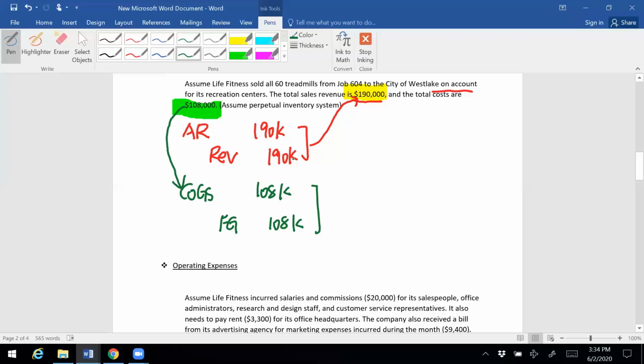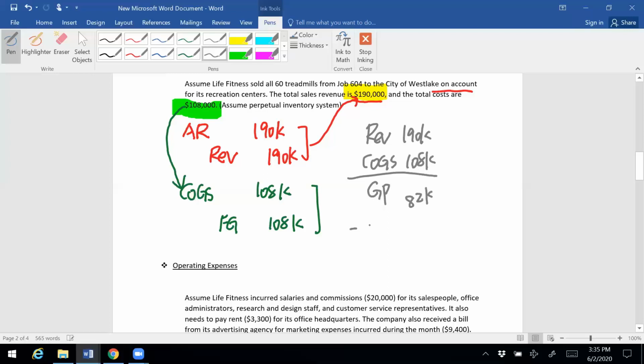Why is this 190? Why is this 108? You tell me why. Because you definitely sell for more money than the cost, right? So you have your revenue, 190,000. You have your cost of goods sold, 108,000. What will you get? Gross profit, right? You will get a gross profit of 82,000 from here.